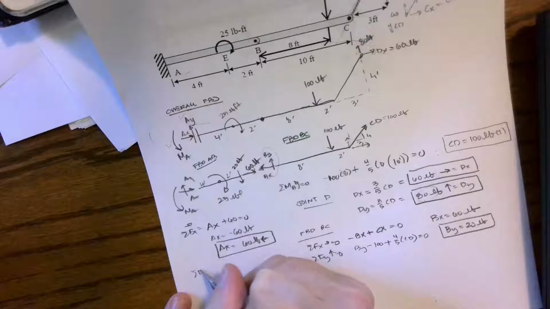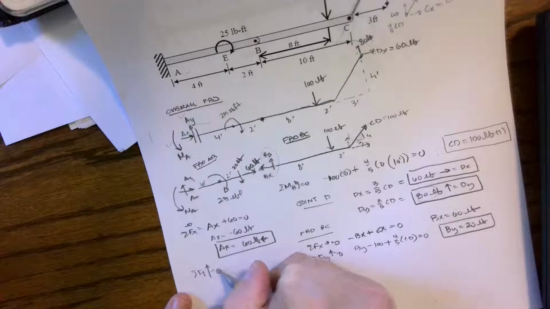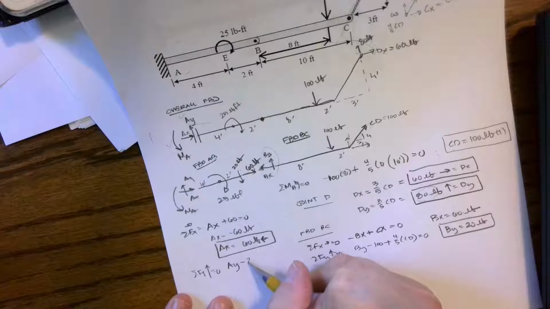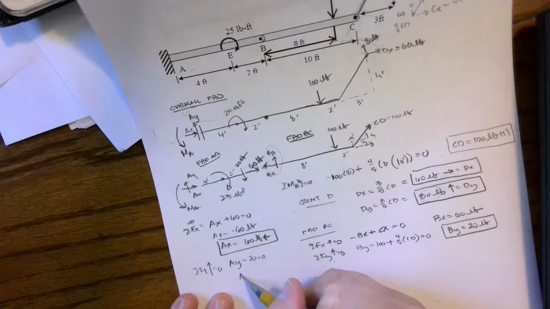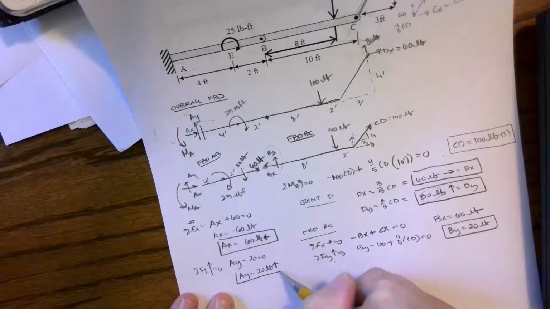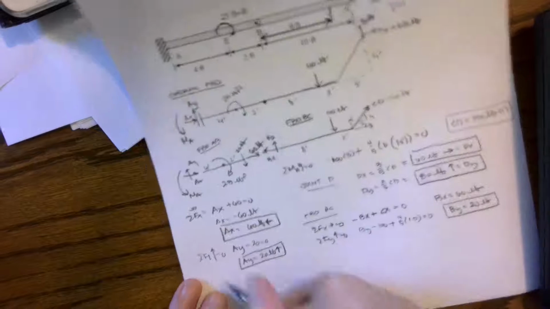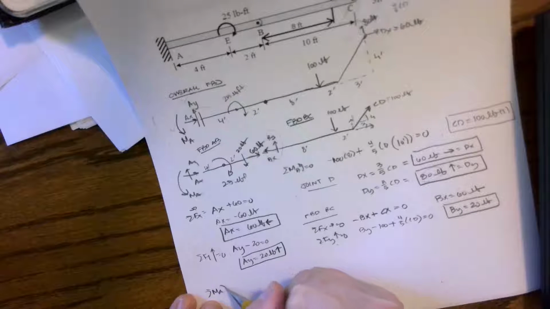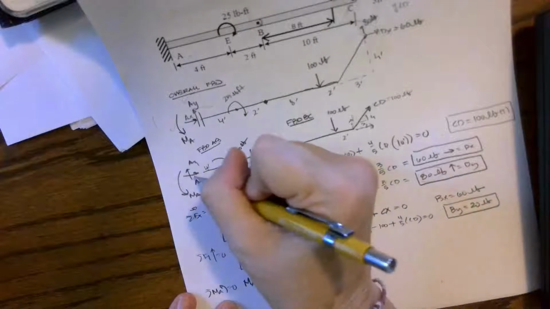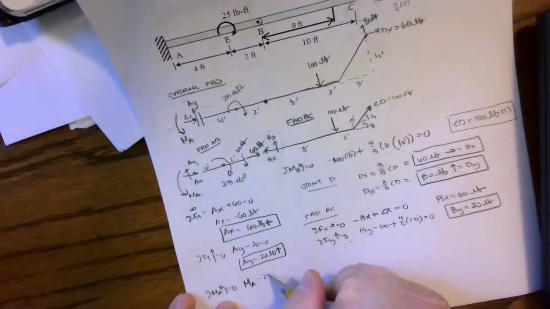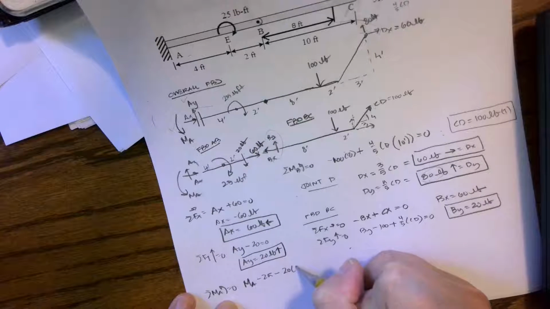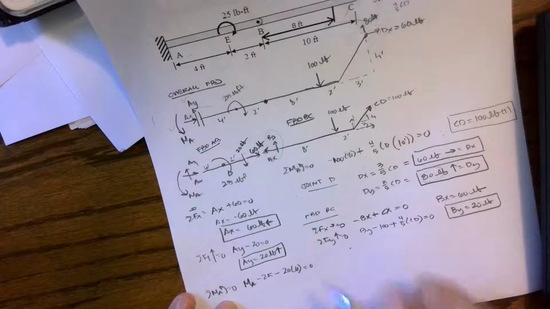And I can sum forces in the y direction. And I get AY, going up, minus 20 equals 0. So AY is a positive value, 20 pounds, in the direction I assumed, going up. And now I can sum the moments about A. And I have that moment that occurs at A. I'm going to come across, minus 25, minus 20 times 6, and all of this has to equal 0.